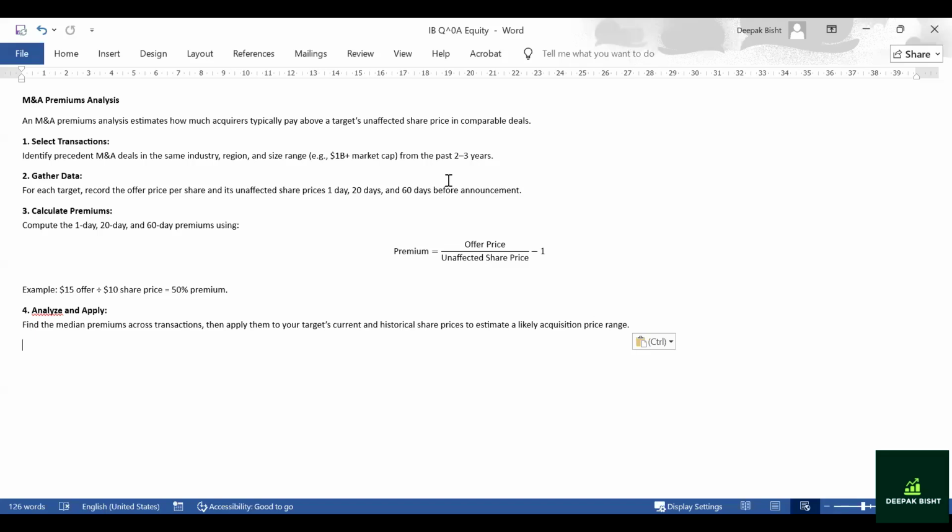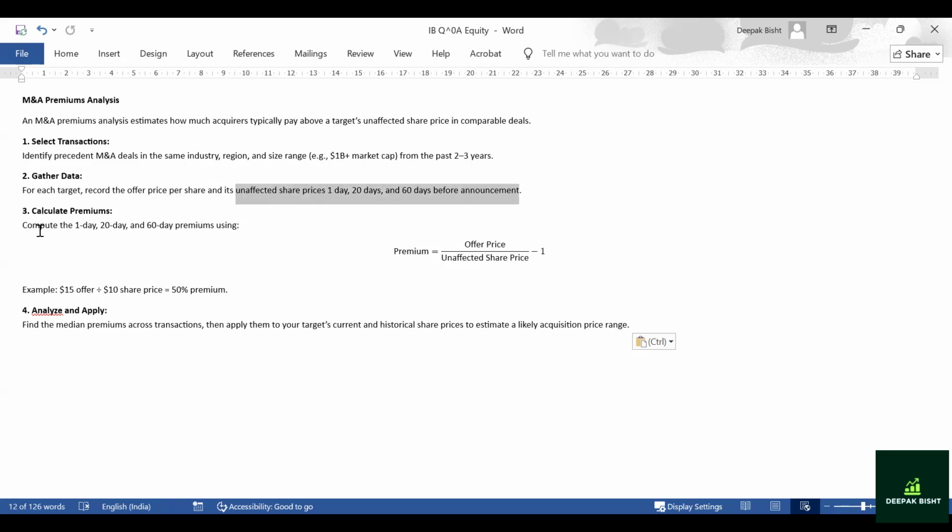So we have discussed 4 points here. What you actually have to do is select transactions first. You will identify precedent M&A deals in the same industry, region, and size. For example, I am taking 1 billion market cap and the past 2 to 3 years. Previously we discussed that merger and acquisition deals are done for a short period of time, so we are taking only data for the past 2 to 3 years. Then we gather data for each target, and record the offer price per share, so what people are offering, and its unaffected share price 1 day, 20 day, and 60 day before announcement.